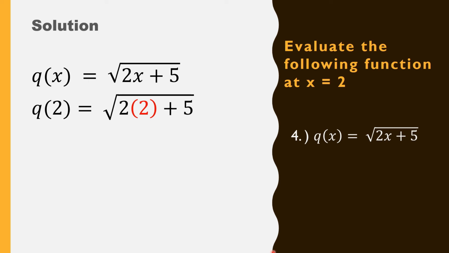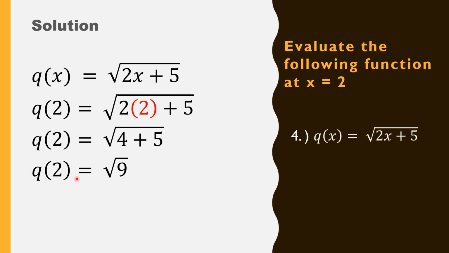So we have q of 2 equals the square root of 2 and then substitute x with 2. So you have 2 times 2. Copy plus 5. Okay? So, ana lang siya and then simplify. So, we have q of 2 equals the square root of 2 times 2 is 4. Right? Then copy plus 5.